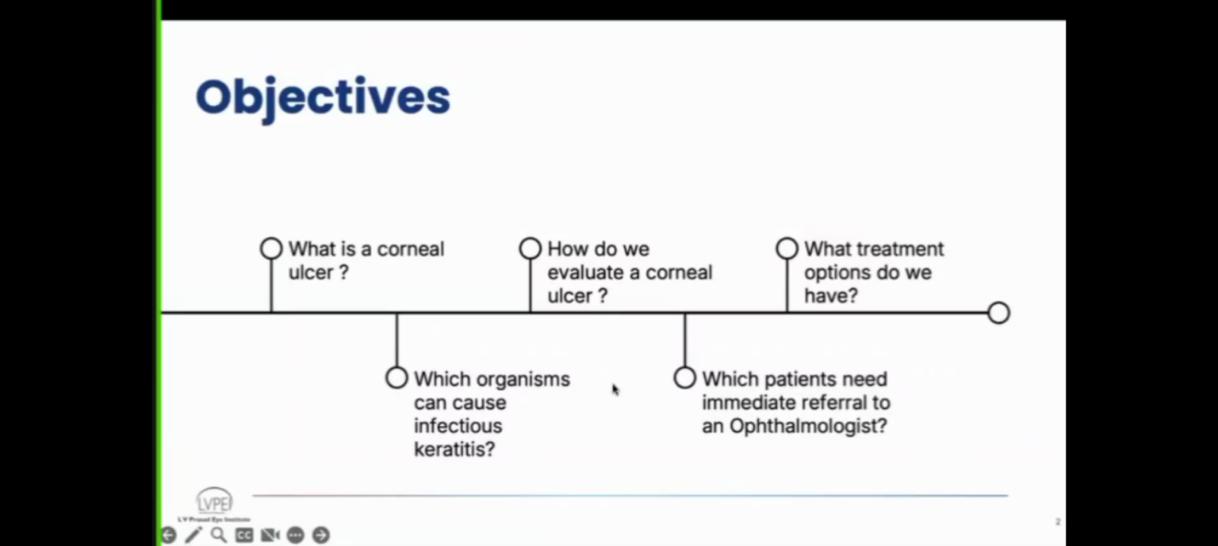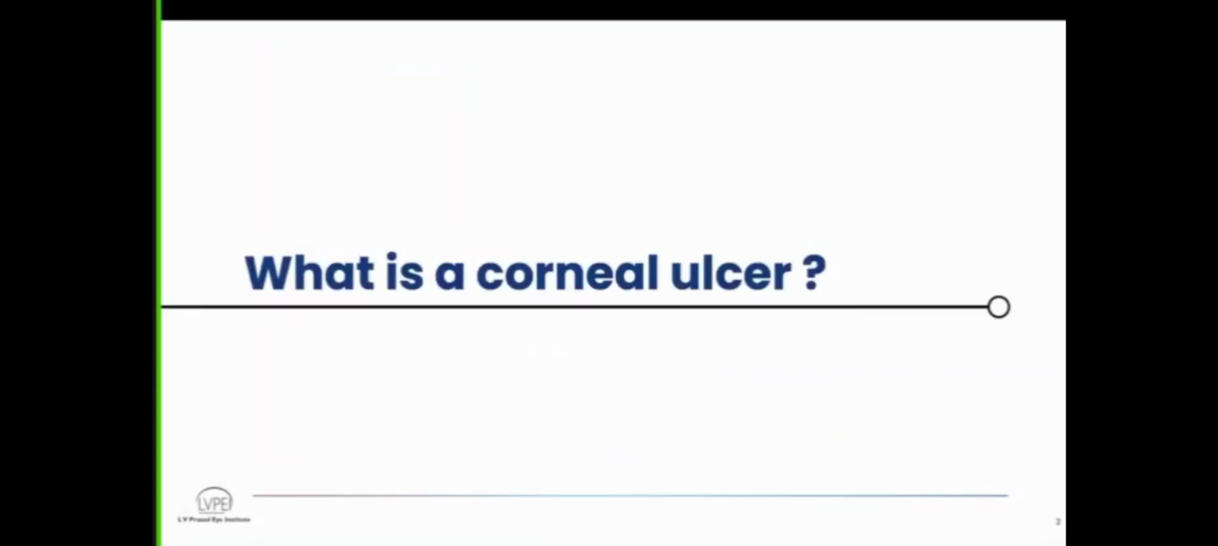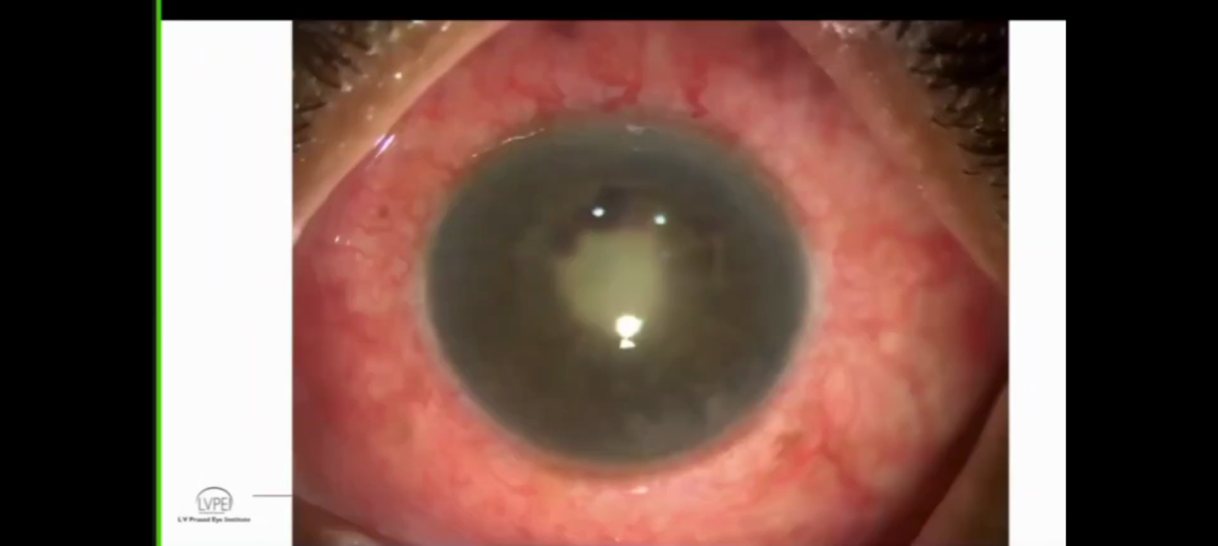The defect of the outer layer, the epithelium. Yeah. So I'll show a photograph and tell me whether this is a corneal ulcer or not. I couldn't see any changes in the cornea, but there are some infiltrates out there.